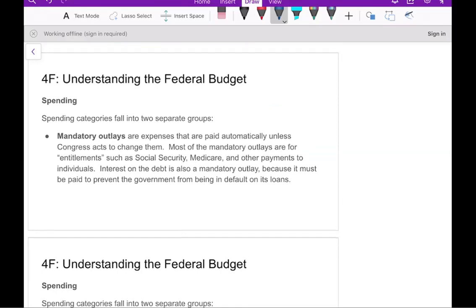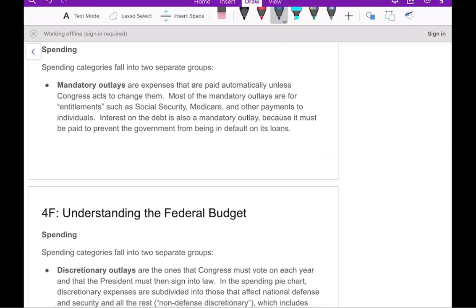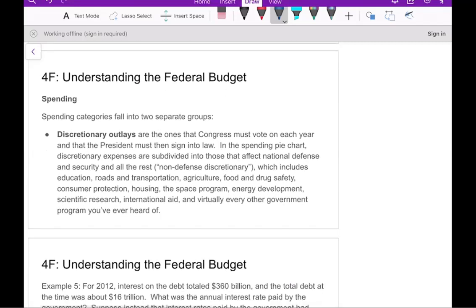You have that spending will fall into two separate groups. You have what are called mandatory outlays, which are expenses that are paid automatically unless Congress acts to change them. Right? So most of the mandatory outlays are for entitlements, such as Social Security, Medicare, and other payments to individuals. Now, interest on the debt is also a mandatory outlay because it must be paid to prevent the government from being in default on its loans. Right? And then you also have discretionary outlays, which are ones that Congress must vote on each year and that the president must sign into law.